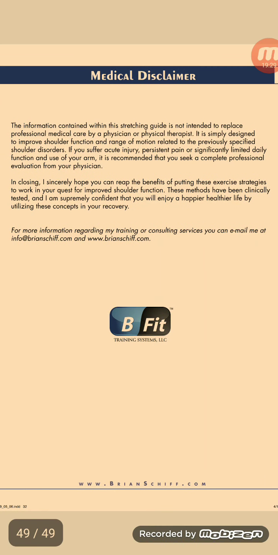Medical disclaimer: the information contained within this stretching guide is not intended to replace professional medical care by a physician or a physical therapist. It is simply designed to improve shoulder function and range of motion related to the previously specified shoulder disorders. If you suffer acute injury, persistent pain, or significantly limited daily function and use of your arm, it is recommended that you seek a complete professional evaluation from your physician.